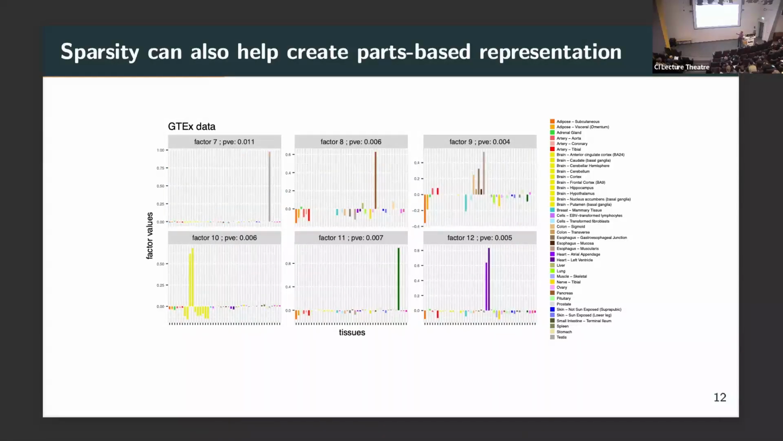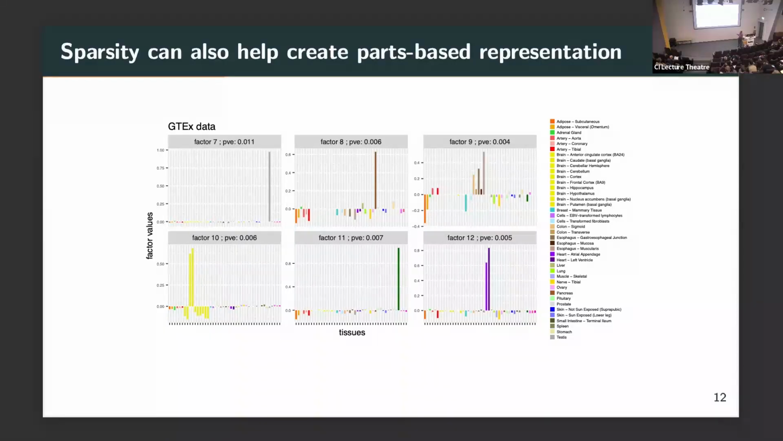Let me skip to some other one. This one's two heart tissues here. So when I see factors like this, that makes me think I'm picking out something real and interpretable. They're the two heart tissues. These are the two cerebellar tissues within the brain. So this is capturing the fact that sometimes the cerebellum shows some specific effects.